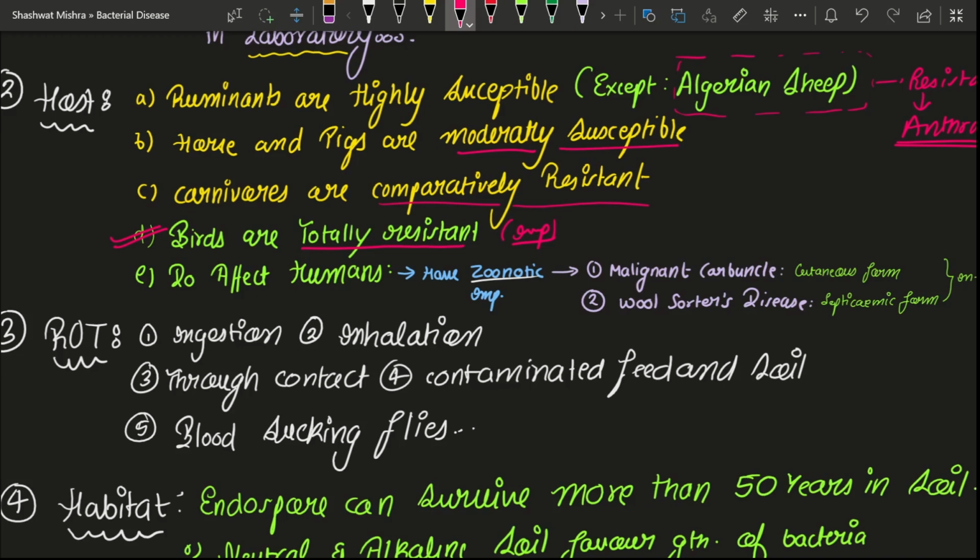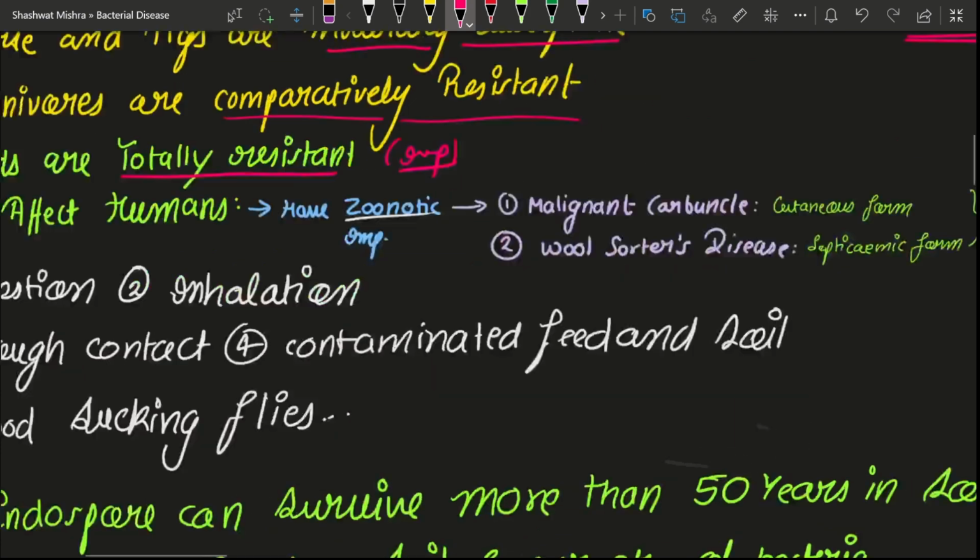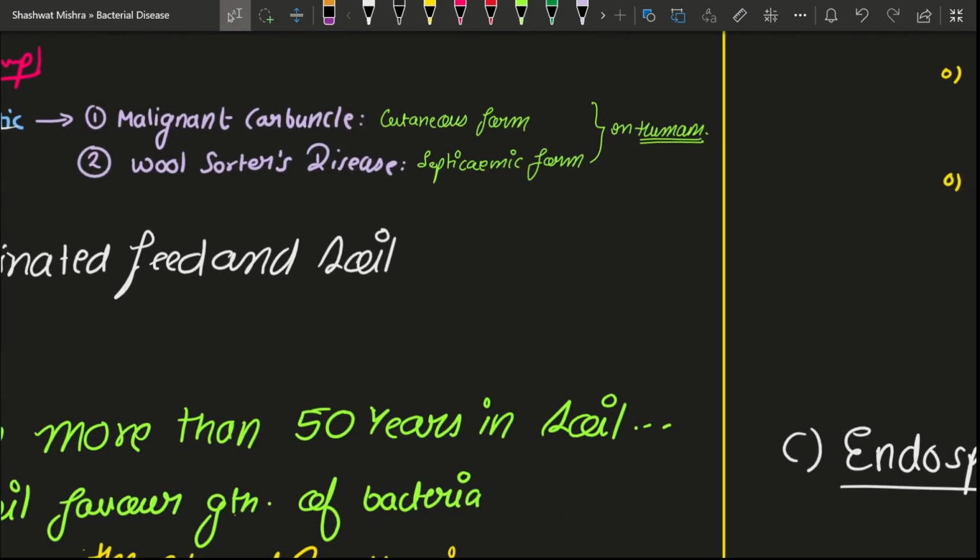Now talking about humans, as this disease is also zoonotic. Anthrax is also zoonotic, guys. So it does affect humans, and there are two types of forms that a human can encounter, either the cutaneous form of anthrax or the septicemic form of anthrax. What happens in the cutaneous form? There is formation of erythematous papules which are characterized by a black center and a purplish tinge.